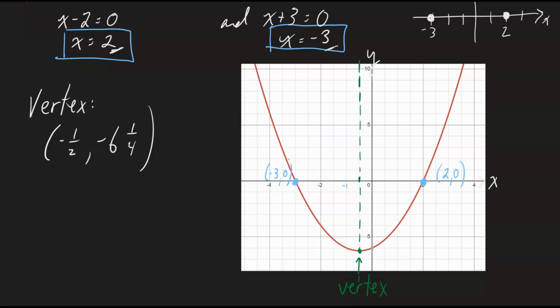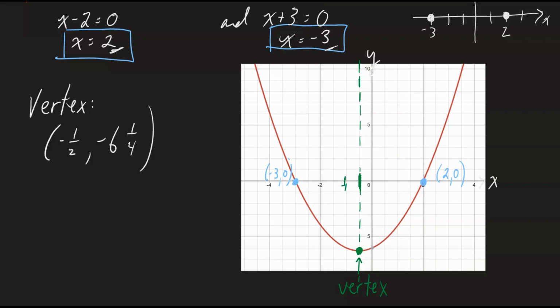And at that point, we didn't know whether it opened up or down, right? So we find the vertex. And if I plot the vertex, we go over negative 1/2, and this is negative 1 to here. So negative 1/2 is along this green line, and down 6 1/4, which is down here. So our vertex sits right there.